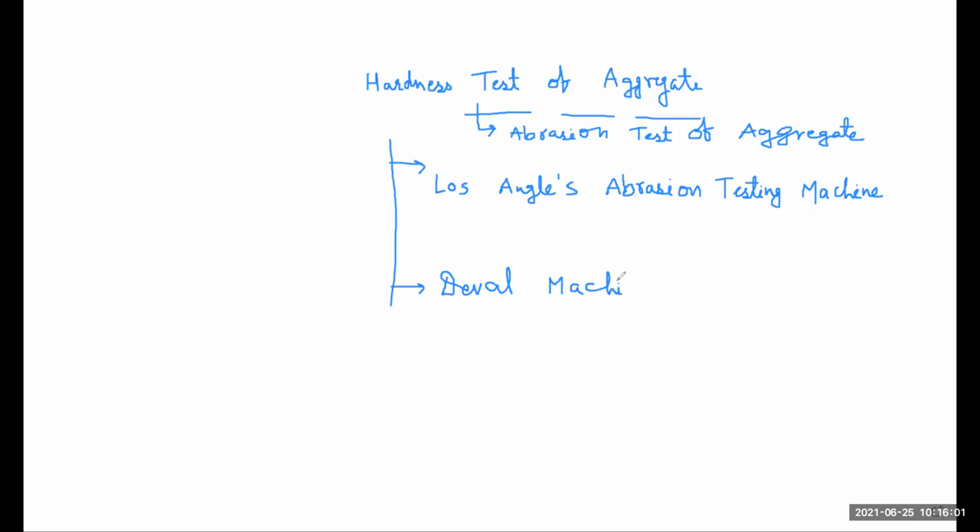Basically, the Los Angeles Abrasion Testing Machine was developed in the USA, at a place known as Los Angeles. For that particular place name, this testing machine is known as the Los Angeles Abrasion Testing Machine. And next is our Deval machine, which is named after the researcher who gave this machine. We perform two tests on the Deval machine.